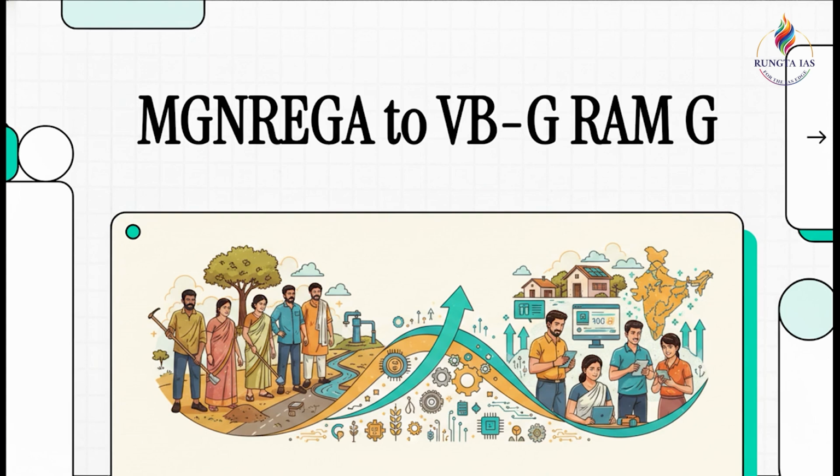What we're unpacking today is an absolutely high-yield topic for your General Studies Papers 2 and 3. We are looking at a literal paradigm shift in India's rural labor policy. Spot on, sir. We are breaking down the monumental transition from the historic MGNREGA to the brand new scheme, the VBGRAMG for Rozgar and Ajivika Gramin.